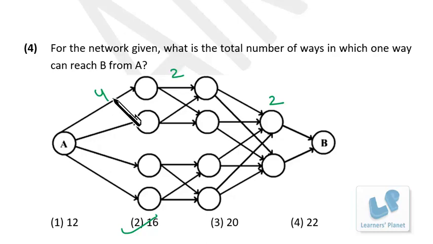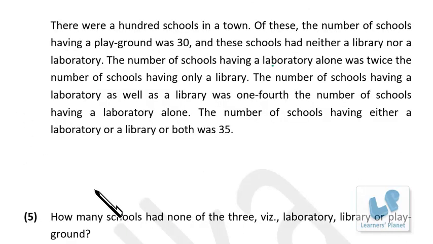Initially 4 ways. For each of the 4 ways there are 2 ways. Then each of the 8 ways, up to here 8 ways, there are further 2 ways. So that is 16. And for each of the 16 there is just 1 way, right? So 16 ways are there.